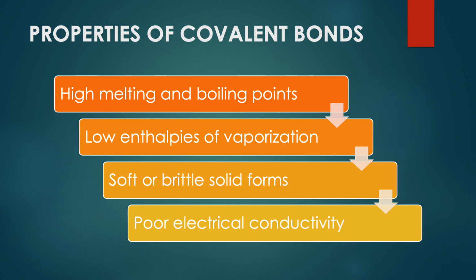Moving on, these bonds can also be differentiated easily because of their different physical properties based on the nature of their bonding. Beginning with covalent bonding, due to the sharing of electrons, they exhibit characteristic physical properties including high melting points and boiling points, low enthalpies of vaporization, compounds of soft or brittle solid forms, and poor electrical and thermal conductivity.